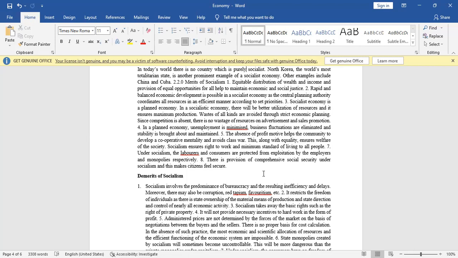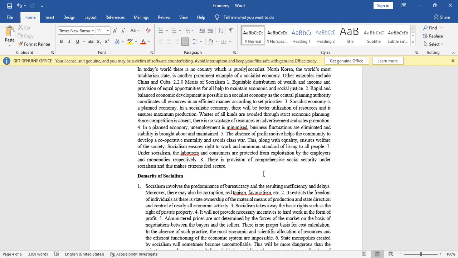And number two, rapid and balanced growth happens irrespective of rural person, urban person, rich or poor or middle class. He will be assured of food, shelter, clothing, etc. Isn't it? Next.